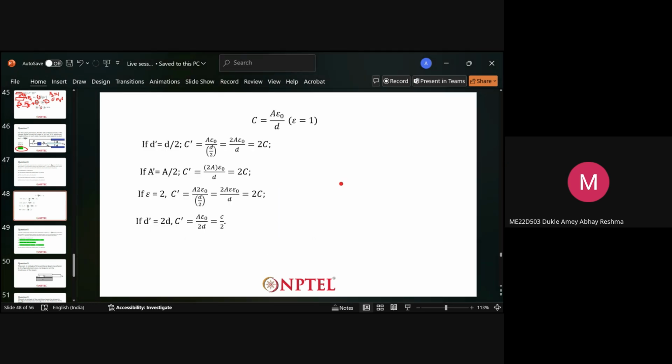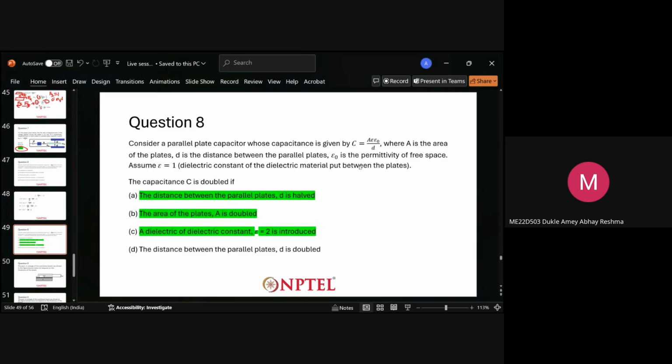So you can look into the conditions here. You use the capacitance equation given here. When you change the distance, you get the capacitance as double. When you make the area twice, again the capacitance is double. If you make the epsilon naught 2, again the capacitance is double. But if you increase the distance, the capacitance becomes half, because it is inversely proportional to the capacitance. So that is the answer, A, B, and C.